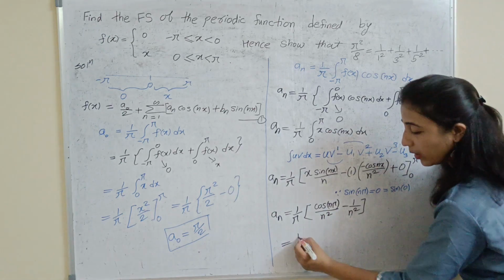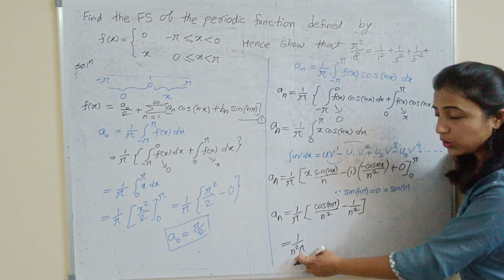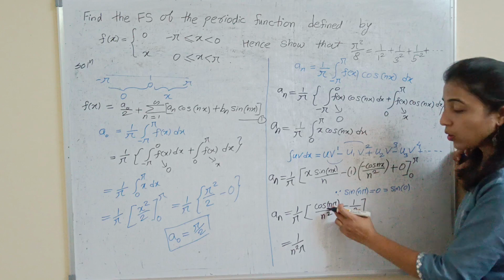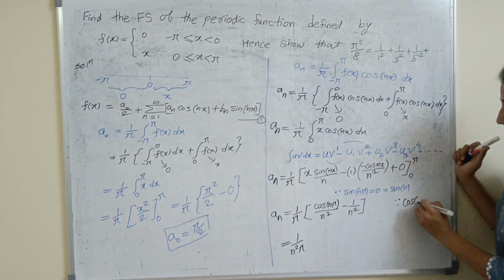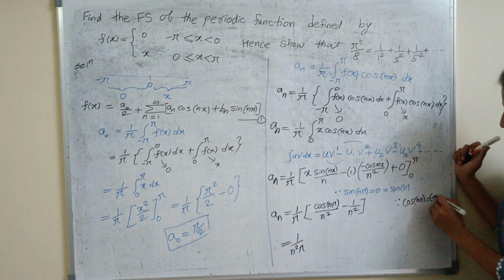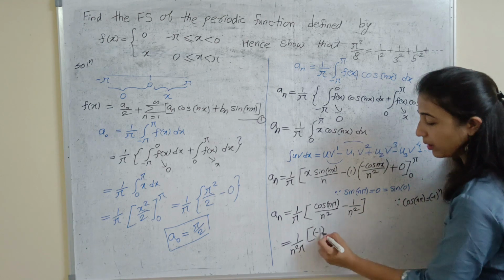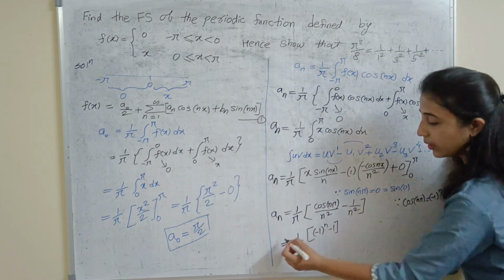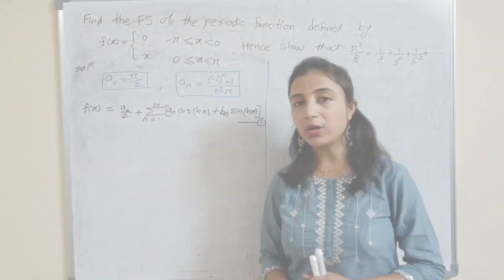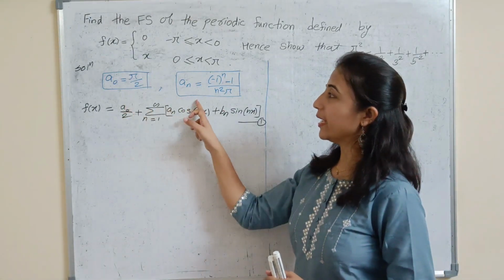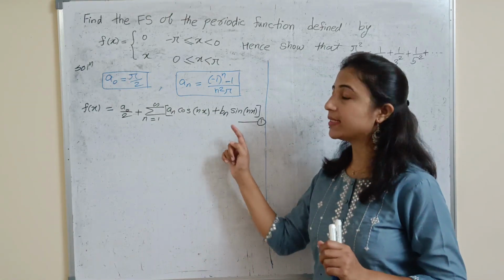So here 1 upon n square pi, this n square if we take common, so it is 1 upon n square pi cos n pi, the value of cos n pi is minus 1 raised to the power n. So this is minus 1 raised to the power n minus 1. Hence we get the a n. So for the Fourier series, we found both a0 and an values. Now the last constant remains, that is bn.